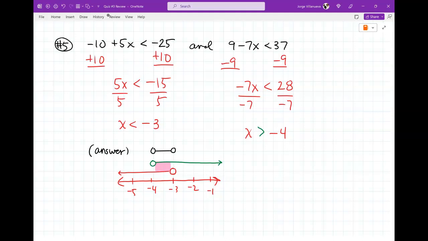And that's it. And this is what your quiz is. I don't expect your quiz to be like a 50-minute test, but obviously we all work at different paces. So, just work at your own pace.